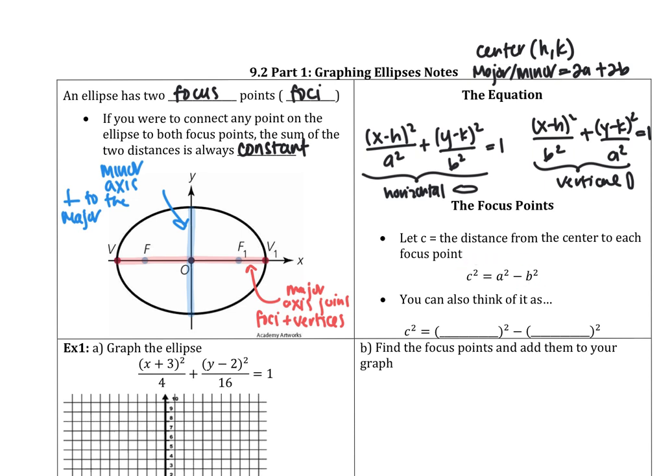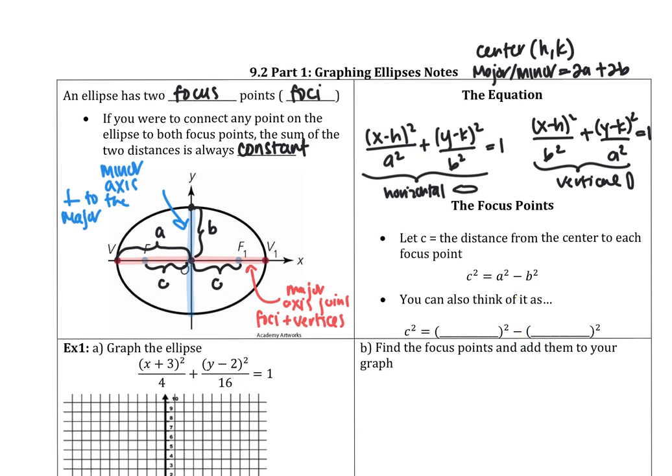So let's label this up. From the center to a focus point, we have a distance of c. From the center to the edge of the ellipse on the minor axis, we have a distance of b. I'm not going to label both sides so it doesn't get crowded. And from the center to each vertex, we have a distance of a. So once we find the center, we find a, b, and c, and we decide if it's vertical or horizontal, we can go ahead and graph this thing pretty easily.